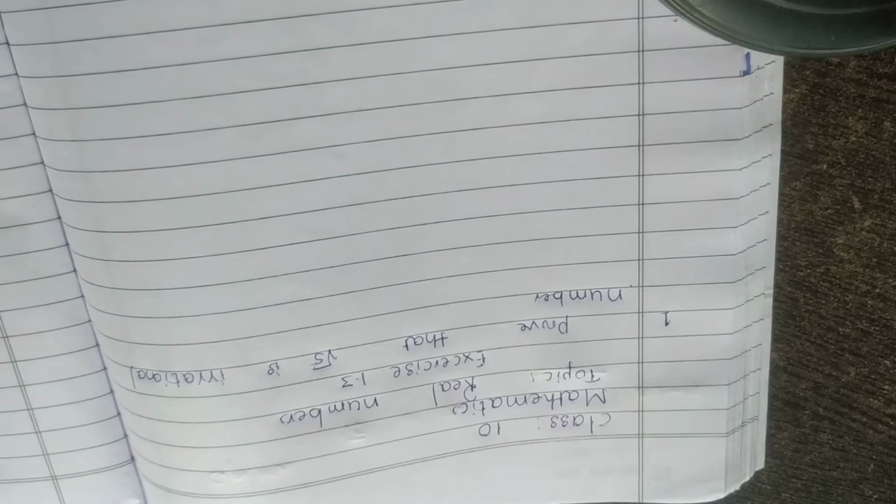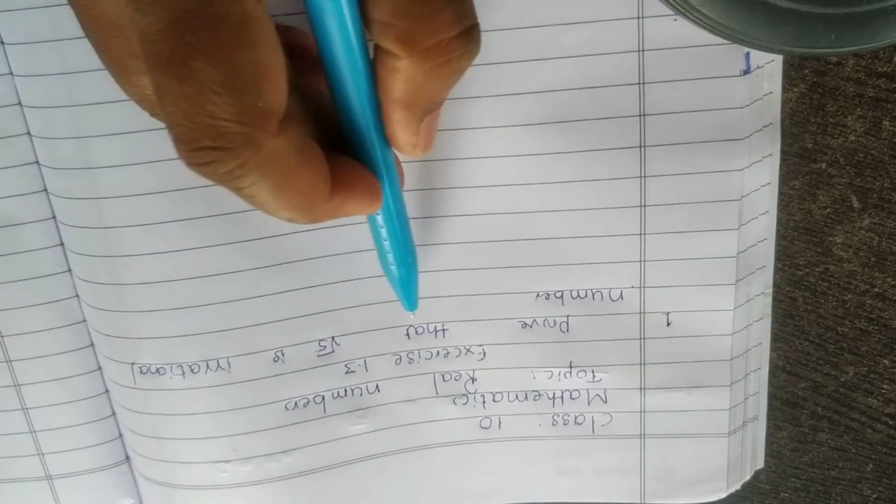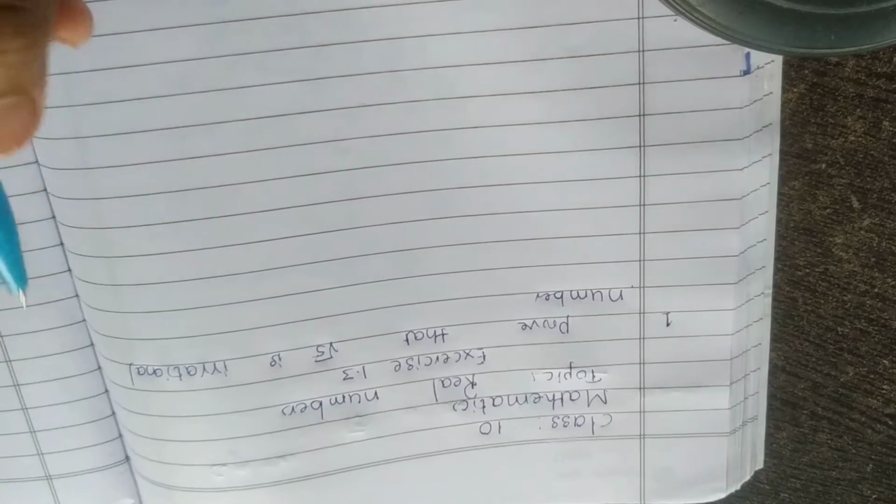This is Reshma. Today's topic is real numbers from the grade 10 standard. I took one question from exercise 1.3. The question is: prove that root 5 is an irrational number.